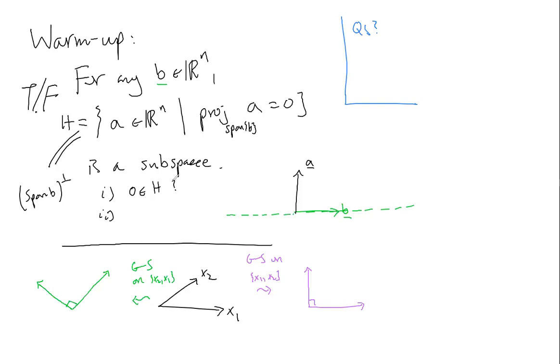Yeah, the projection of 0 into something is 0. If you have U plus V, sorry, U and V are in H, does this imply U plus V is in H? Yeah, the projection is linear. The projection of U plus V separates into the projection of U plus the projection of V. And if U is in H, this implies CU is in H, for the same reason. So yeah, this is true.